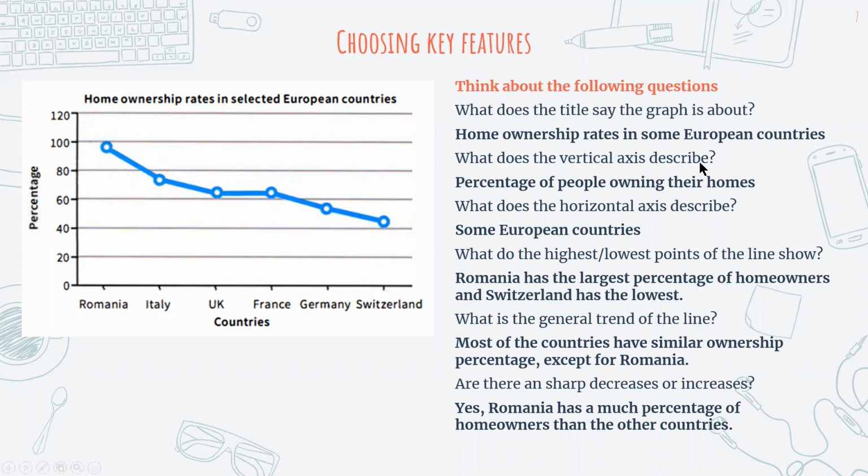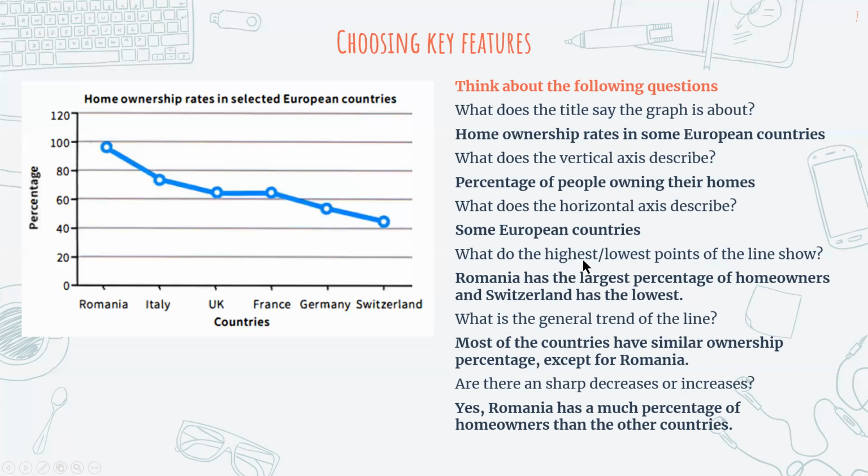What does the vertical axis describe? This is the vertical axis: percentage of people owning their homes. So this is 100%, which means everyone owns their home. What does the horizontal axis describe? The horizontal axis describes some European countries: Romania, Italy, UK, France, Germany, Switzerland.